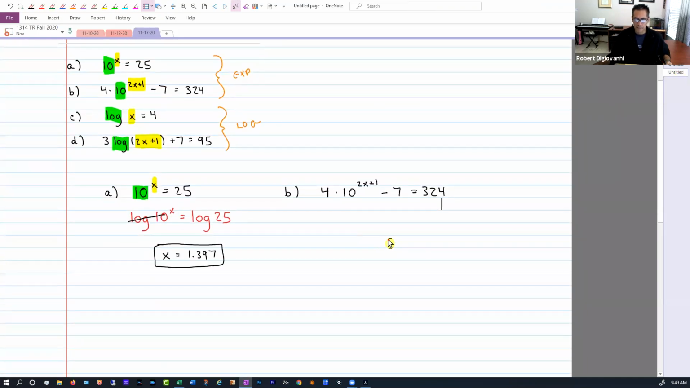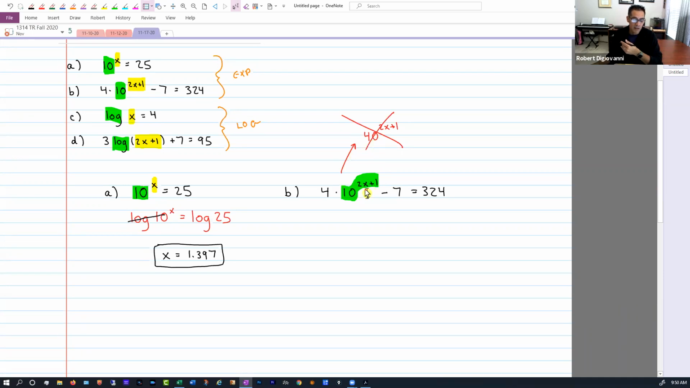So because of that, I still want to try and isolate this by itself. Now, a big mistake students make is that they'll do 4 times 10 and turn that into 40. They'll go, oh, that's just 40 raised to the 2x plus 1. That is incorrect, because order of operations always tells you to do exponents first. You'd first have to do 10 raised to this power. You don't know what that power is, so you can't actually do that operation. Multiplication would come after that. So you are not allowed to do this. Is that clear?